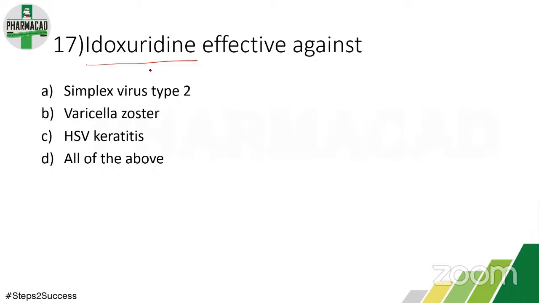So idoxuridine is a deoxyuridine analog, and it has antiviral activity against HSV, that is herpes simplex virus, and it is used for treatment of viral eye infections, which also include keratitis. It acts by inhibiting DNA synthesis. So for the treatment of HSV, herpes simplex virus keratitis, we can use idoxuridine, even for viral eye infection as well.